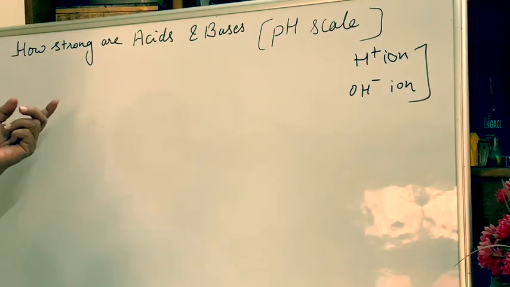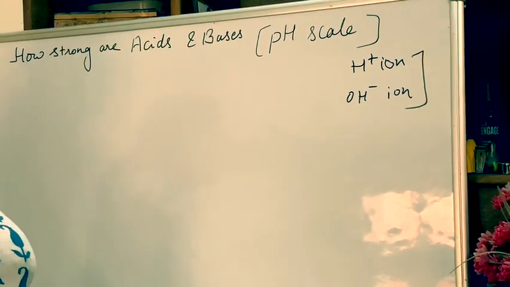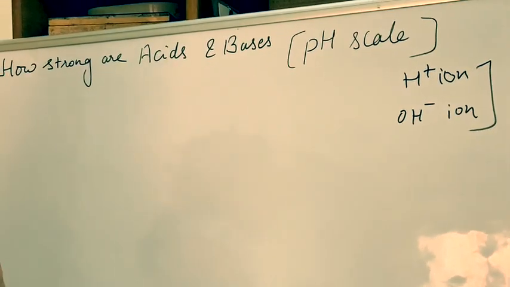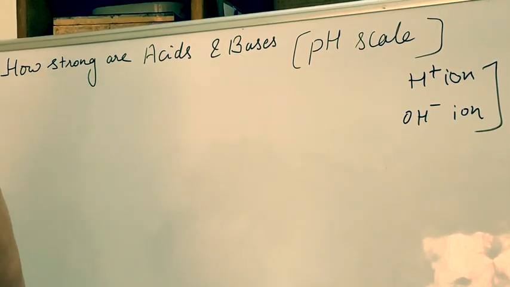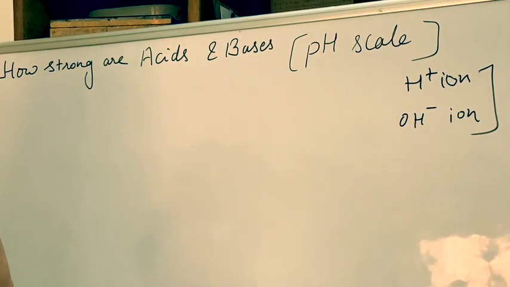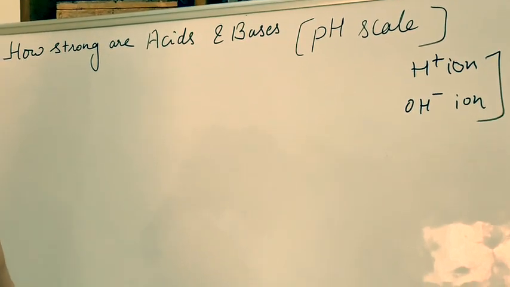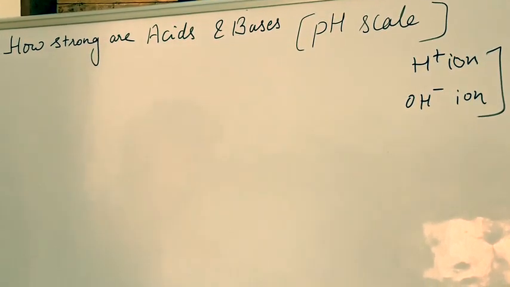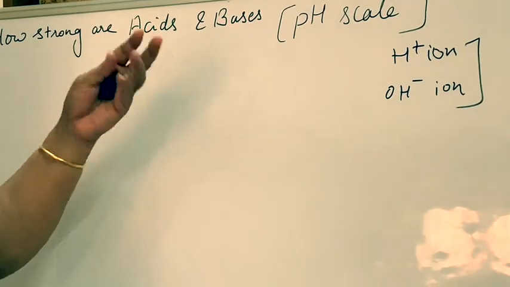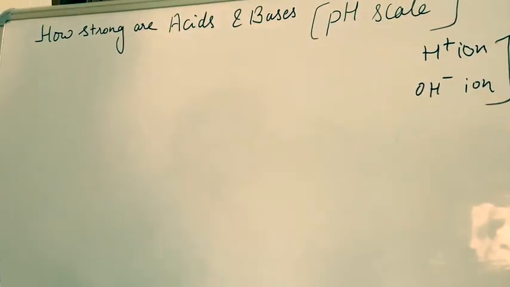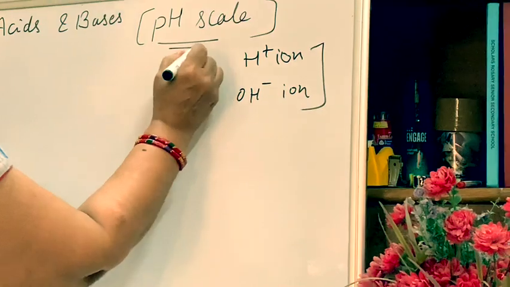But now the question stands, how strong or how weak an acid or a base is, or we can say the strength of acid or base, or strength of any acidic salt, basic salt or substance. For this, we measure the acidity or strength of acids or bases by the pH scale.